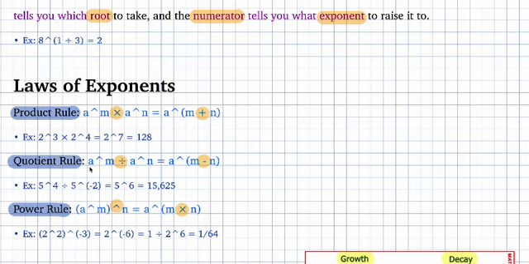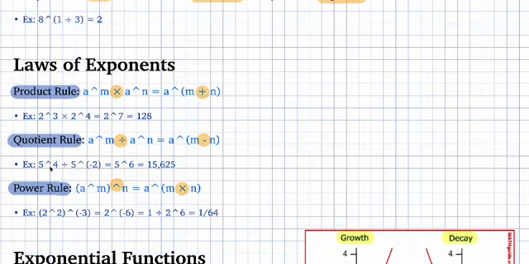Quotient rule. A to the power of m divided by a to the power of n is equal to a to the power of m minus n. For example, 5 to the power of 4 divided by 5 to the power of negative 2 is equal to 5 to the power of 6, because 4 minus negative 2 is equal to 6. And this gives us the value 15,625.